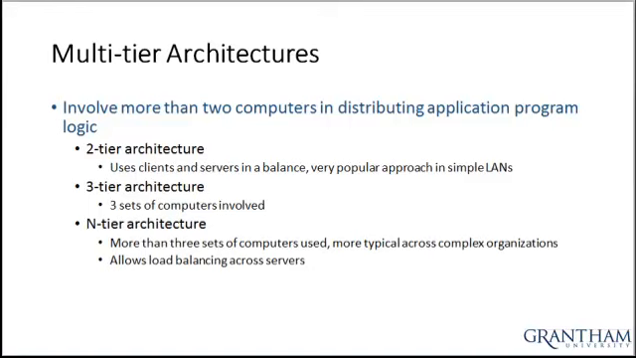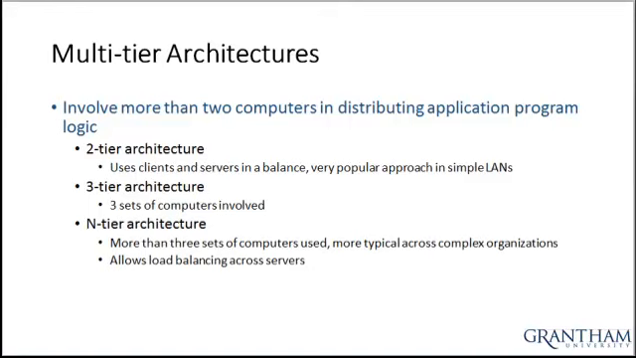What we have been discussing here, the client-server architecture, is actually a two-tier architecture, in the sense that you have the client and the server, and the functions of the application are balanced between the two. Or you may also have a three-tier architecture. With a three-tier architecture, you have three sets of computers that are involved.